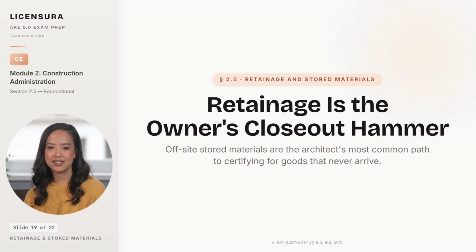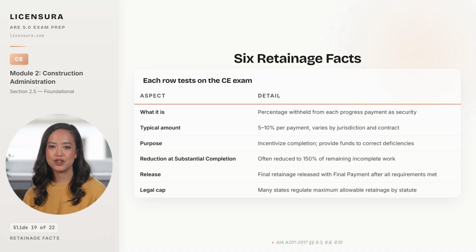as a unit. 6 facts about retainage that frequently appear on the exam. Commit them to memory. 6 retainage facts the exam tests, and you should commit each one to memory. First, retainage is a percentage withheld from each progress payment as security against incomplete or defective work. Second, the typical amount is 5 to 10% per payment, with the exact percentage set by jurisdiction and by the contract. And many state statutes cap the maximum allowable retainage, which the supplementary conditions must respect.